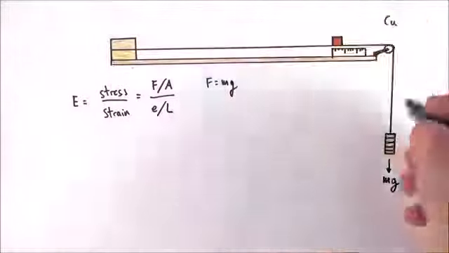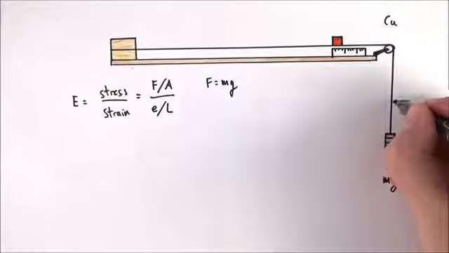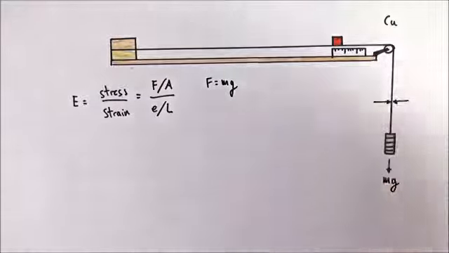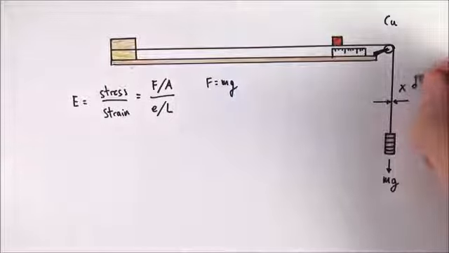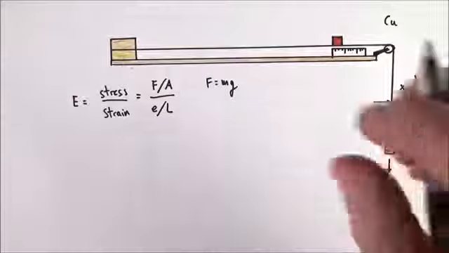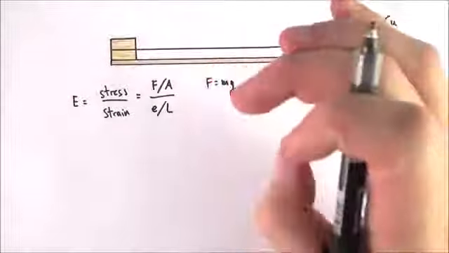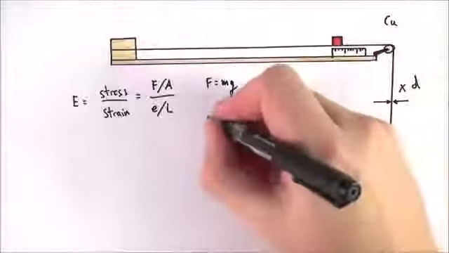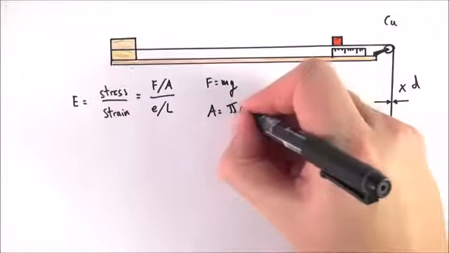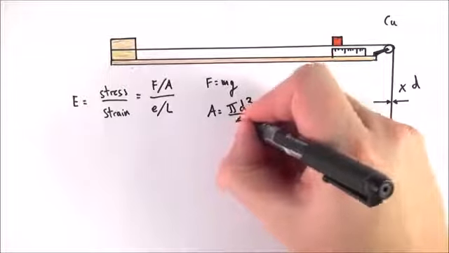What's the area? Well, if we want to find out the area, we need to measure the diameter. What is really important is that you measure the diameter 3 times in 3 places to make sure that it is truly a circular cross section. So again, the area is equal to pi r squared or pi d squared over 4.